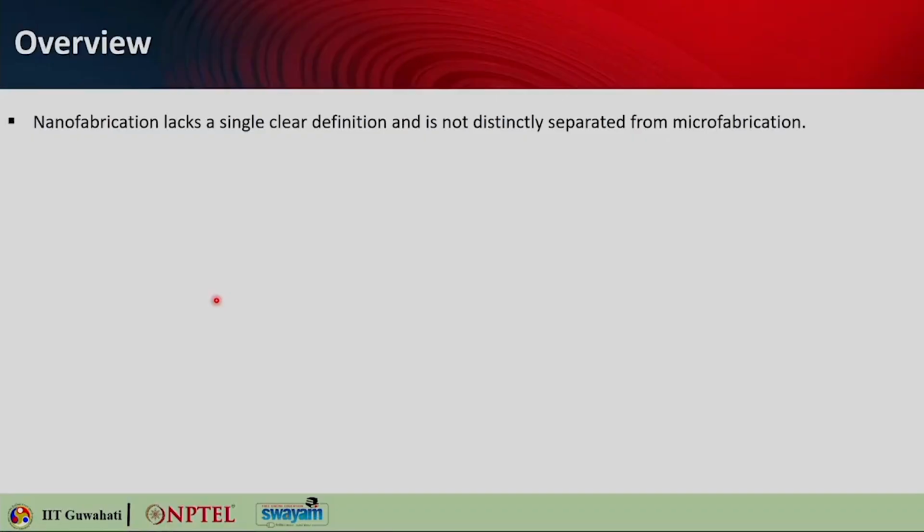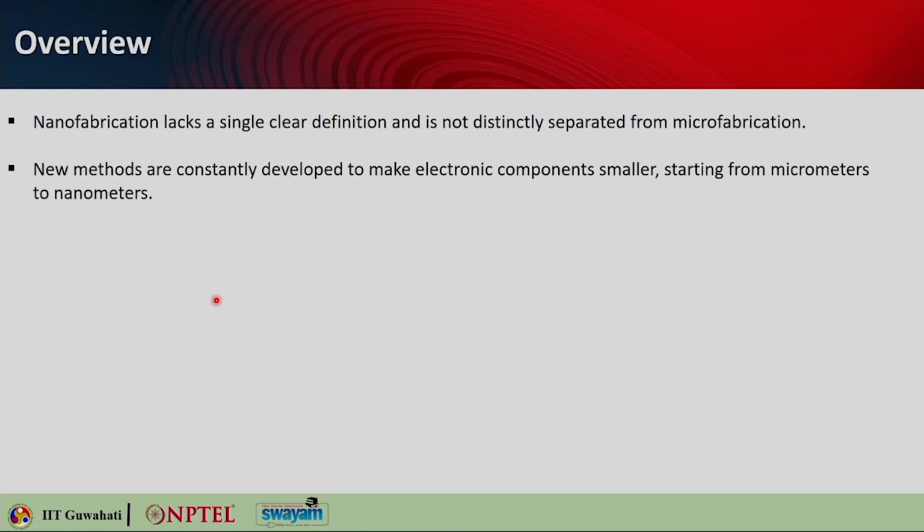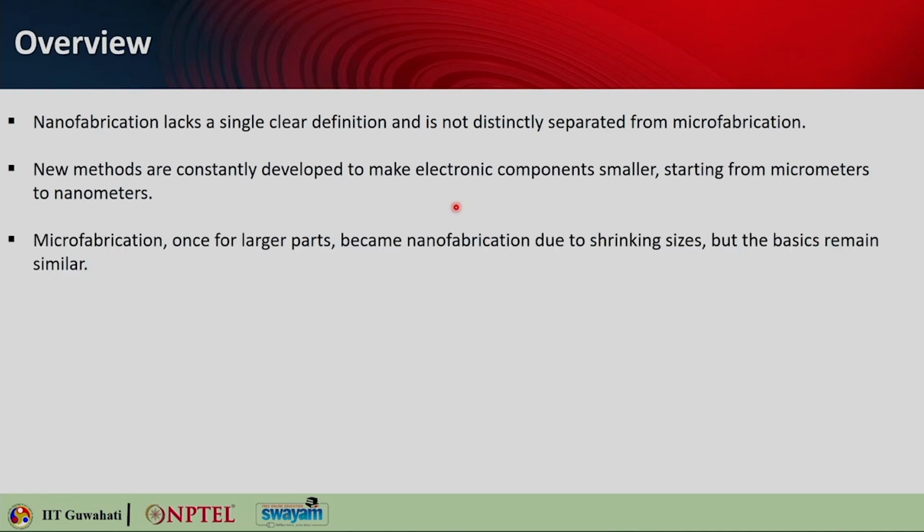When we talk about nanofabrication, it lacks a clear definition, and it is not very distinctly separated from the term microfabrication. New methods are constantly developed to make electronic components smaller, from micrometers to nanometers, and the same techniques can also be used for nanophotonics, plasmonics and metamaterials. Microfabrication, which is typically done for larger parts, becomes nanofabrication when the parts shrink and the dimensions become comparable to nanometers. Okay, so the basics remain similar.